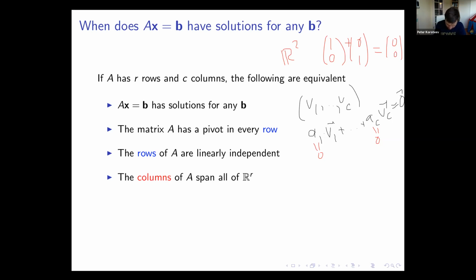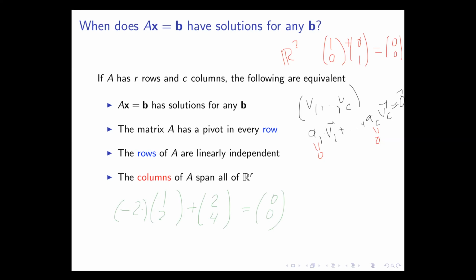Okay, let's do one more example. Say, for example, vectors (1, 2) and (2, 4) are not linearly independent. They're linearly dependent, right? Because you can multiply one vector by -2, the other by 1, add them together, and you'll get the 0 vector. Yeah, see, here they are proportional to each other.